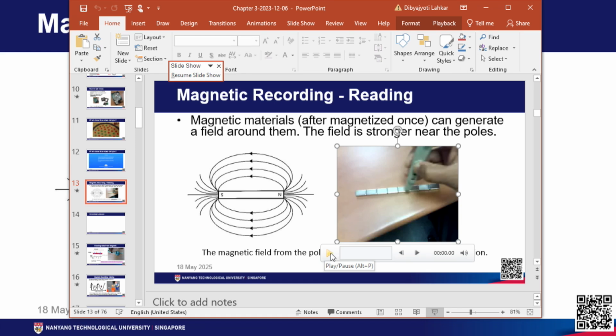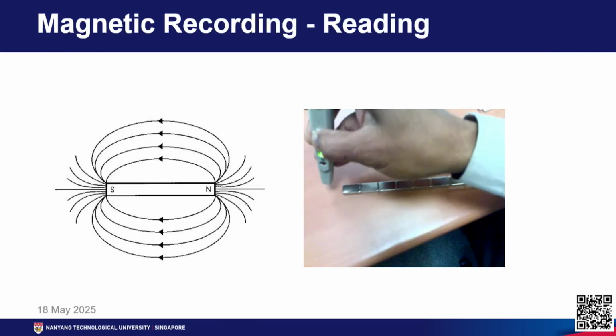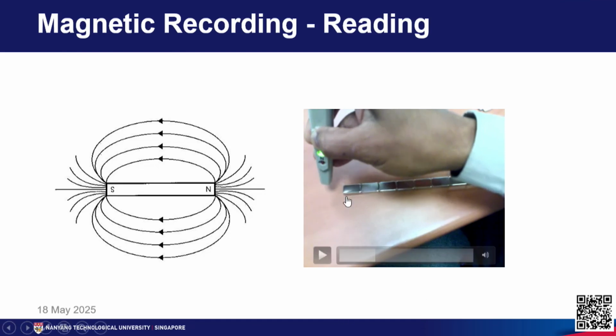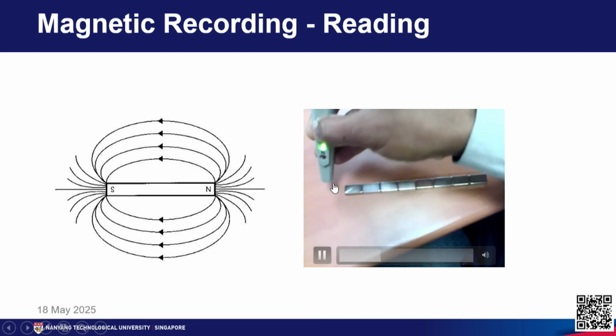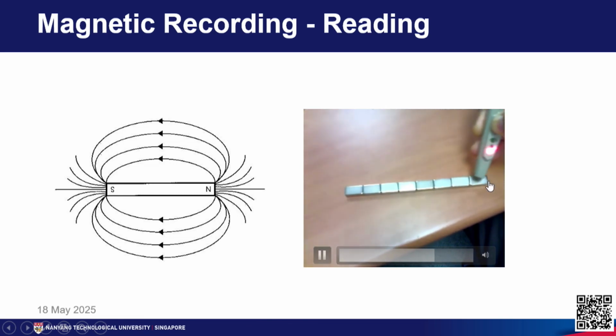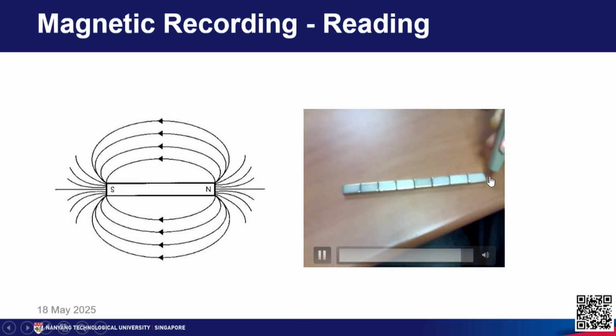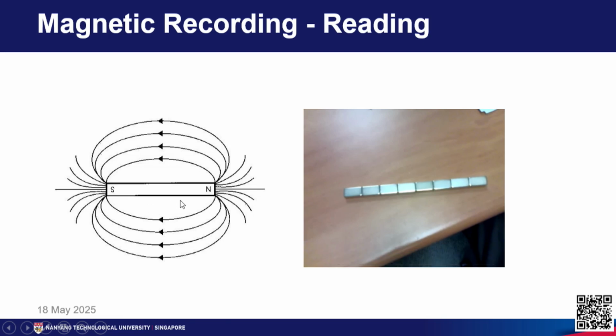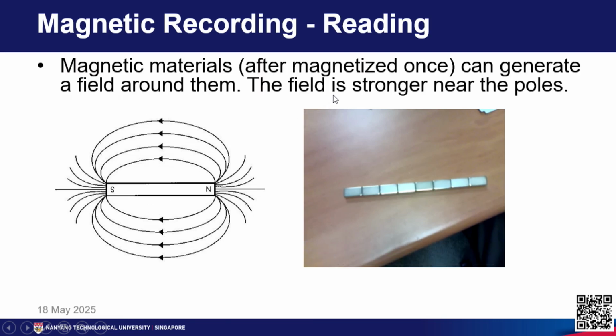So, this video is to demonstrate that the magnetic field will be seen only at the edges of 2 poles. When I have the sensor near the edge, there is light, no light, then only at this edge you see the light, right. So, this is for the concept that the field is stronger near the poles.